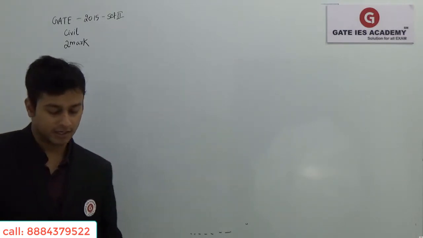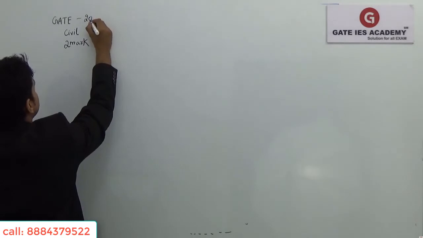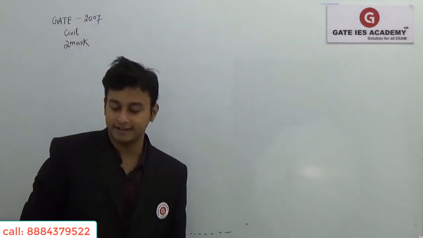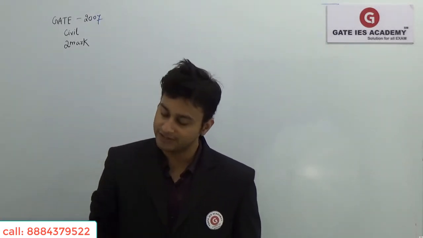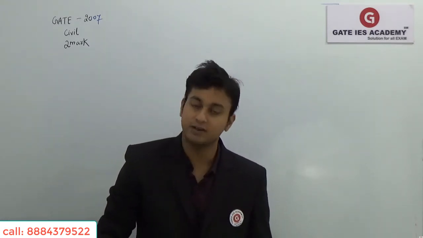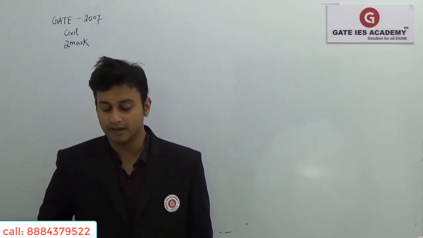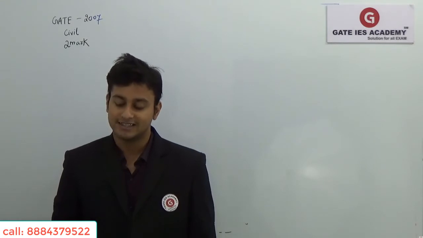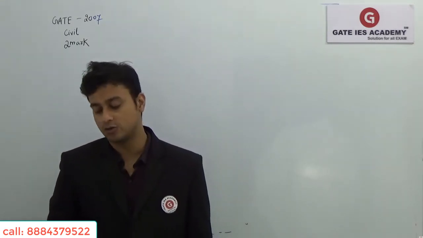Okay students, now let's move on to the next problem. That is from GATE 2007. The problem says the water content of a saturated soil and the specific gravity of soil solids are found to be 30% and 2.7 respectively. Assuming the unit weight of water to be 10 kilonewton per meter cube, the saturated unit weight and the void ratio of soil are.